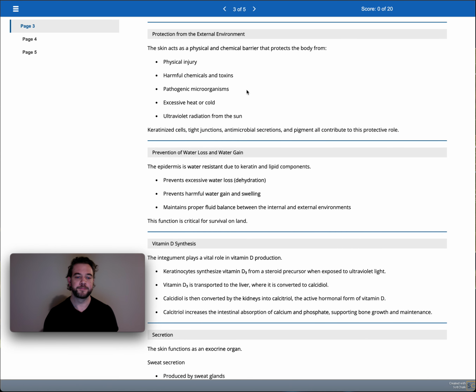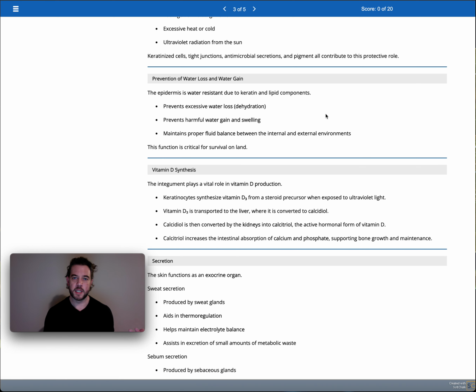Water loss and gain, I'll put that one in protection, my apologies. But again, water loss, the epidermis is water resistant. It's not waterproof. We are not waterproof. We still sweat, we still transpire, we can't control that. But if you put us into a bathtub, you're not going to absorb that water. It's not like you can sit in a bathtub and that water is going to just naturally flow into you. We have resistance to water loss and water gain to prevent those things, whether that's dehydration or water gain and swelling.